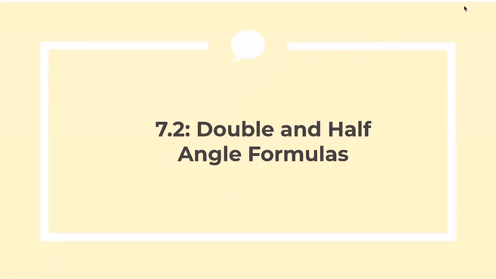So let's get started. 7.2 in your textbook covers co-function identities, which we talked about yesterday, but it also covers double angle and half angle formulas, or sometimes they're called double and half angle identities, okay? So let's get started.